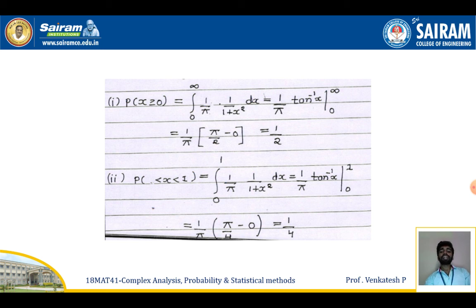Similarly, next I am going to find P of 0 less than x less than 1. It means the range of x is 0 to 1, so I replace this limit along with the function f of x. Therefore, the integral from 0 to 1 of 1 by pi times 1 by 1 plus x square dx is 1 by pi tan inverse x with limits 0 to 1 after integration. On applying the limit, the solution will be 1 by 4.